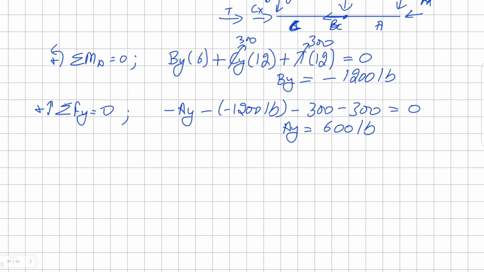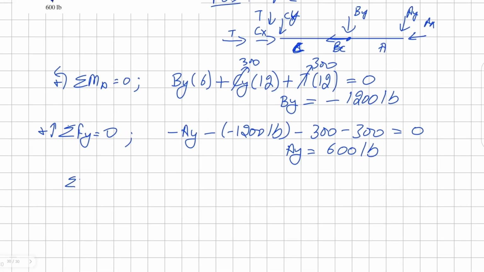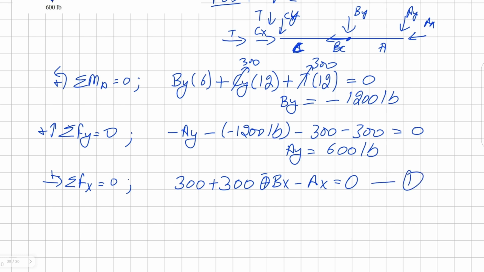We haven't found the value of the horizontal reactions at A. To do that, let's sum the forces in X direction. We have positive tension, positive reaction at C, a negative reaction at Bx, and a negative reaction at Ax. Because we have two unknowns, we can't solve it just yet. Therefore, we'll name it equation 1, and we'll come back for it.